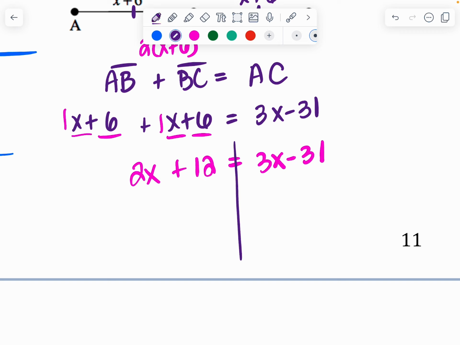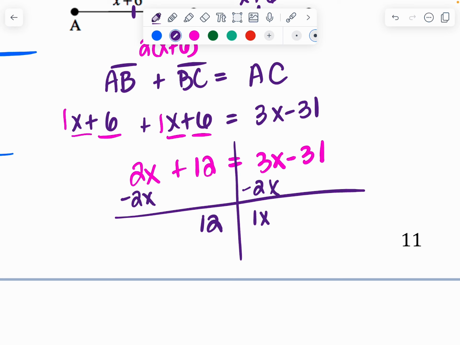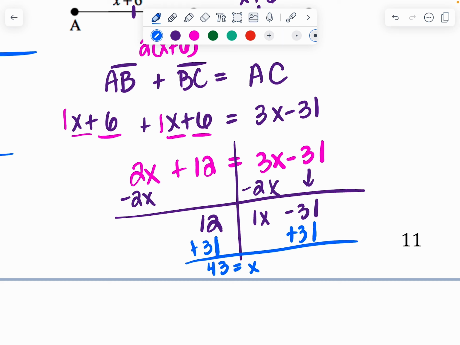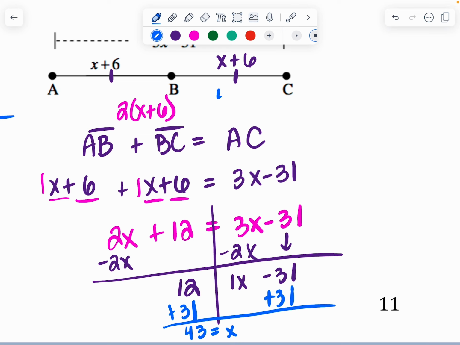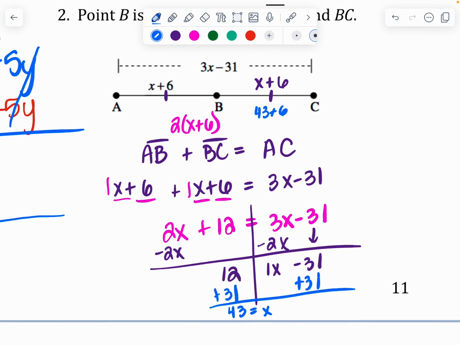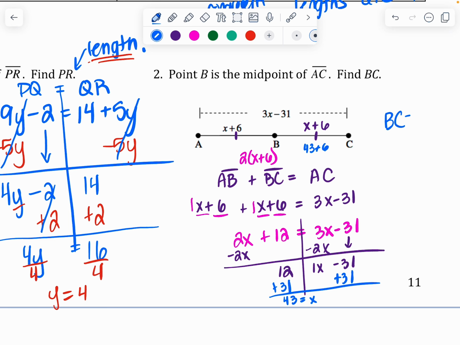Now we need to get our x's on one side. We have more x's on the right, so I'm going to subtract 2x from both sides just so that I end up with a positive coefficient for x, but you don't have to do it that way. You can go the other way if you want. Bring down the 12. 3x minus 2x is 1x. Bring down the negative 31. Add 31 to both sides. And we get 43. And 1x is x. So you get x equals 43. And if x equals 43, 43 plus 6 is 49. So our question was finding the length of BC, so the length of BC will be 49 units.